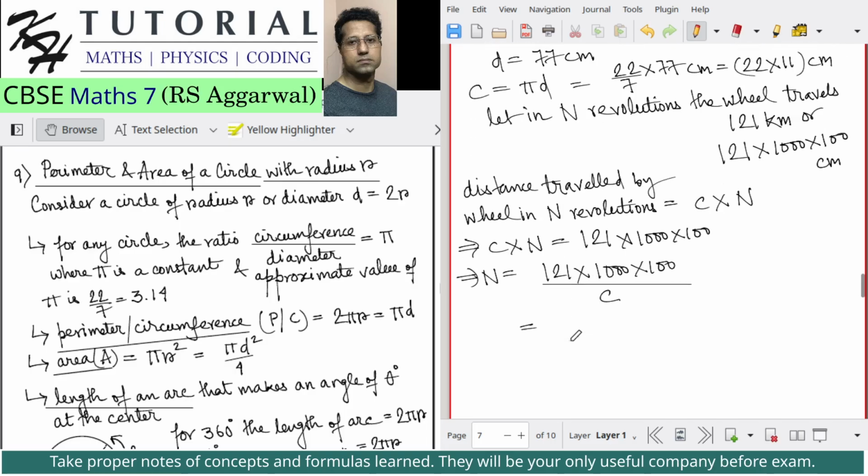So now n becomes 121 multiplied by 1000 multiplied by 100, and c we have found to be 22 multiplied by 11. So 11 cancels 121 with 11, 11 cancels 22 with 2, 2 cancels 100 with 50. So this is equal to 50000. So 50,000 revolutions has to be made by the wheel of the car so that it travels a distance of 121 kilometer.